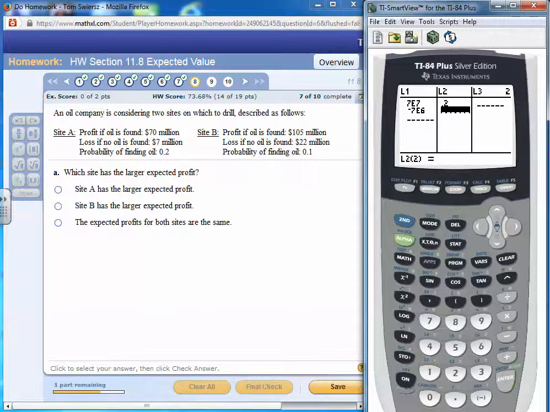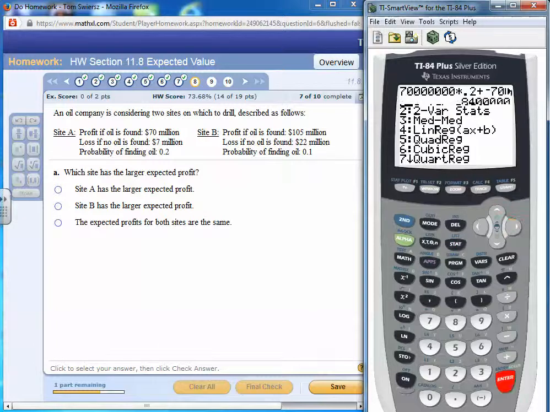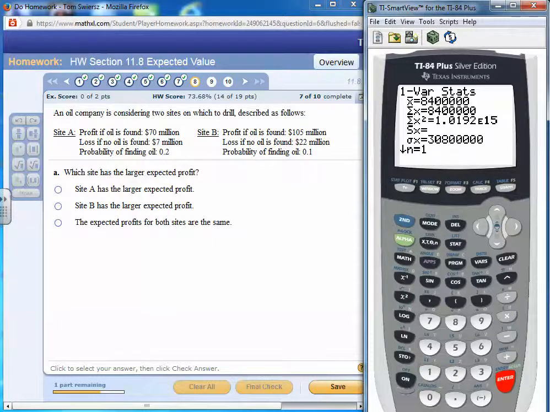The probability of loss is 1 minus 0.2, which is 0.8. And then we're going to do stat, calculations, one variable stats, L1, comma, L2. If you have a newer version, you put L1 in line 1, L2 in line 2, and there's our 8,400,000. X bar is the same answer we got before. So that's for our site A, 8,400,000. Now, let's go ahead and do site B.